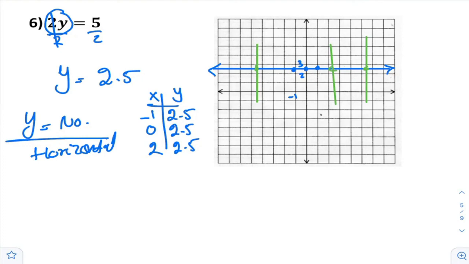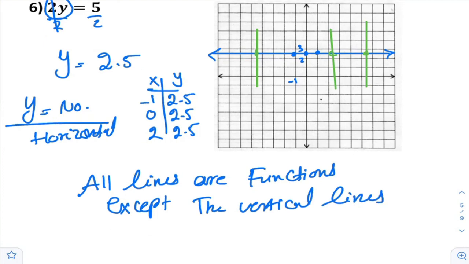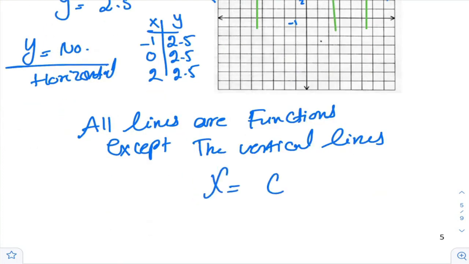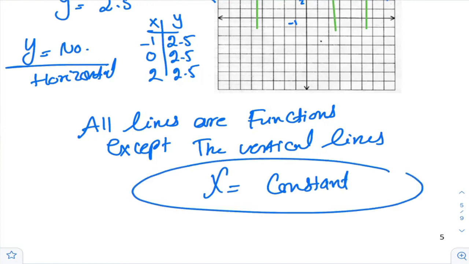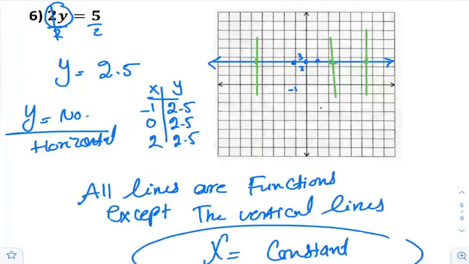So the conclusion here: all lines, or equations of lines, represent functions, except the vertical lines. The vertical lines are represented by x equals a constant, a number. All of them are functions except this: x equals 2, x equals 3, x equals 7, whatever. So no need to create or generate your table. You can directly know that this will be the result. Thank you all and see you in the next video.